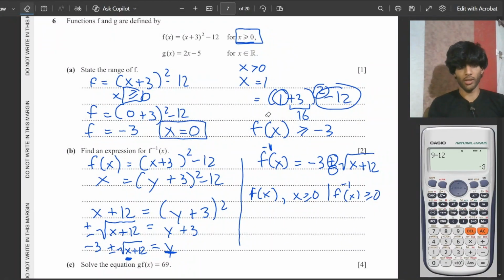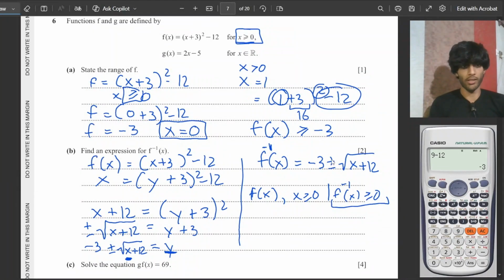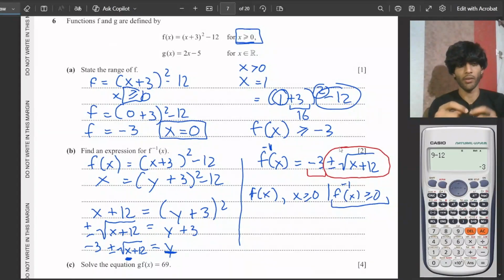So check this out. Basically, I can only have answers for f inverse of x that are either equal to 0 or that are positive. What does it mean to be greater than 0? It means that you have a positive number. Now see, I have a 3 over here, and this 3 has a negative sign next to it. Therefore, whatever this term does, it should cancel out that negative 3.